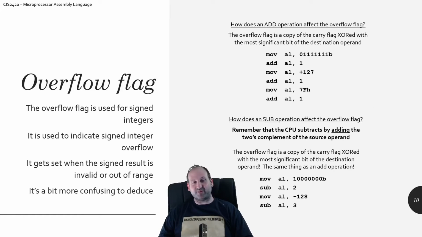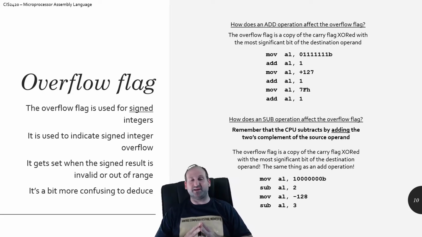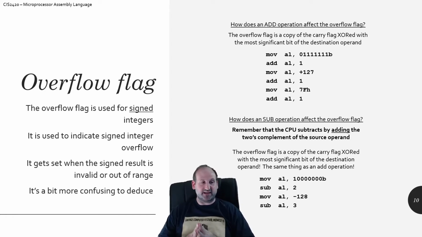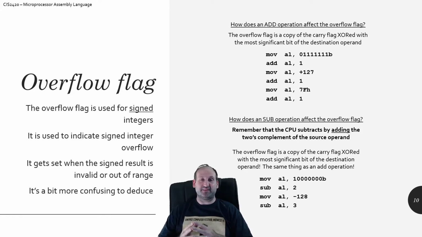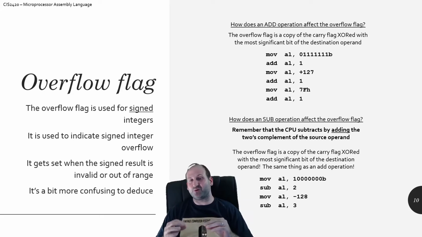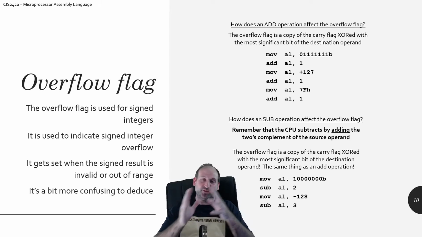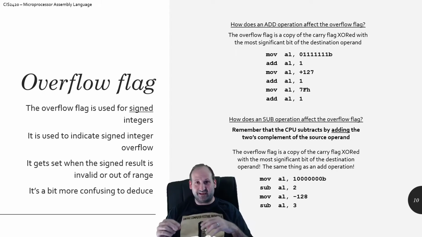So the overflow flag is the same kind of deal, but it's used for signed integers. Again, if carry is what we use for unsigned, overflow is what we use for signed integers. So it's the same overflow, underflow, that kind of stuff. When the signed result is invalid or out of range, then the flag will get set. And it's a bit more confusing to deduce because it's an XOR operation, and it's all sorts of weird because instead of moving a digit over into a carry flag, we're dealing with a bit inside of the number itself.